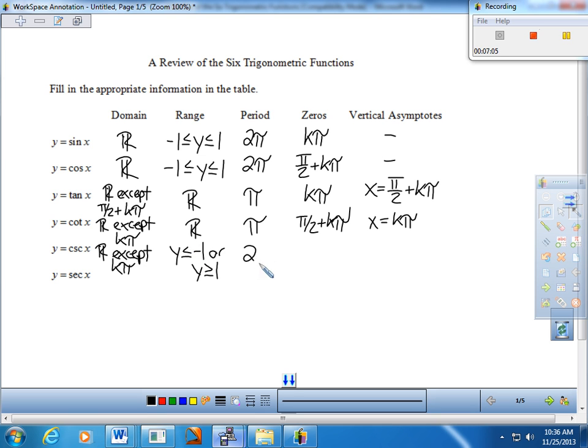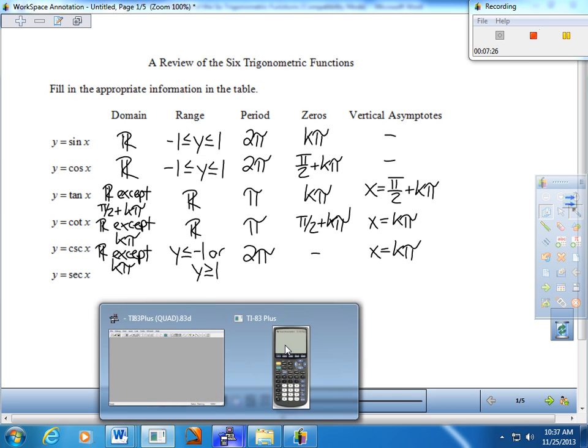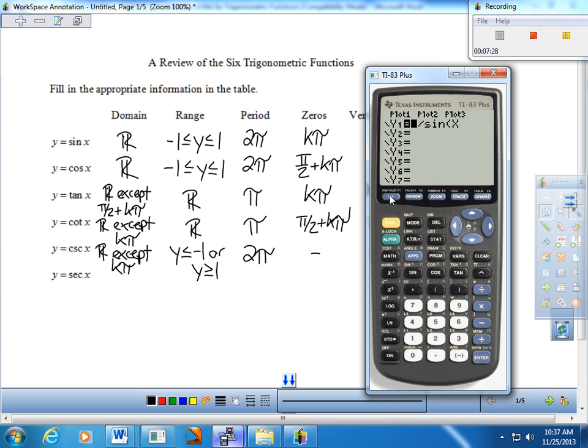Okay, period 2 pi. Any zeros here for the cosecant function? Nope. Never going to hit that x-intercept unless we do some transformations on it. And last but not least, those vertical asymptotes. Got that. Okay, very nicely. Last one. Let's take care of it. Graphing calculator up. Here we go. And 1 divided by, let's go cosine of x.